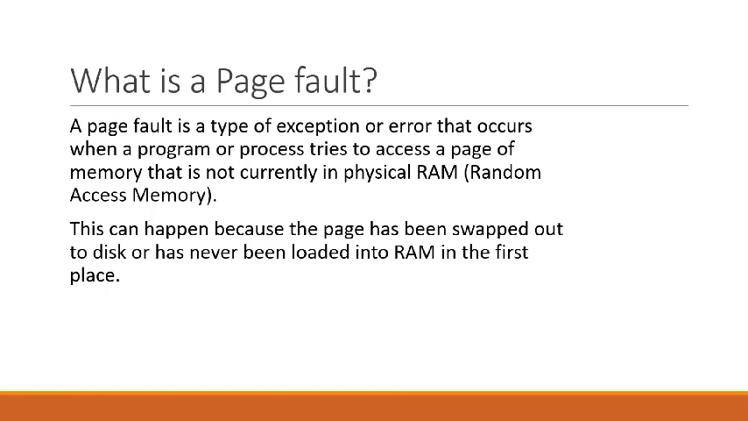What is a page fault? A page fault is a type of exception or error that occurs when a program or process tries to access a page of memory that is not currently in physical RAM, that is random access memory. This can happen because the page has been swapped out to the disk or has never been loaded into RAM in the first place.